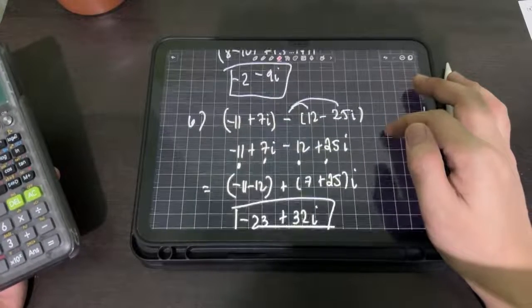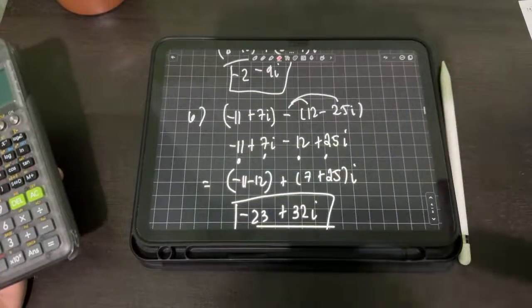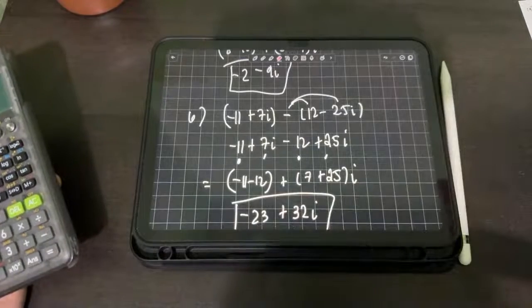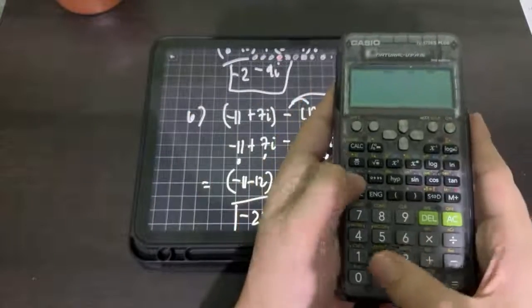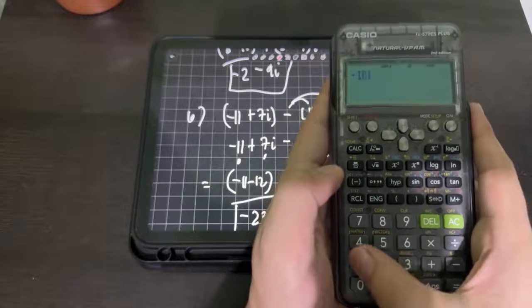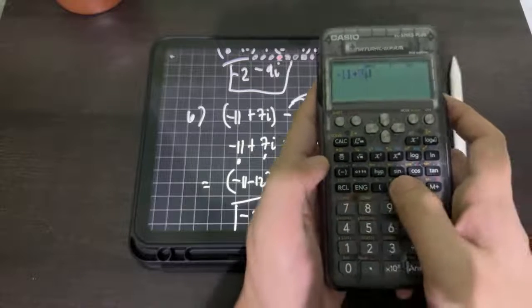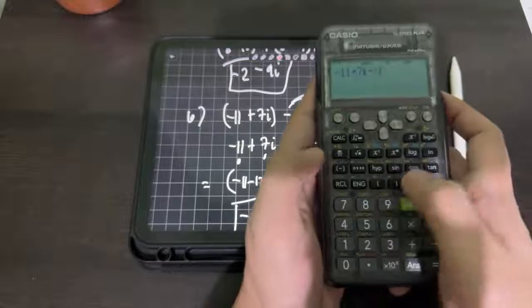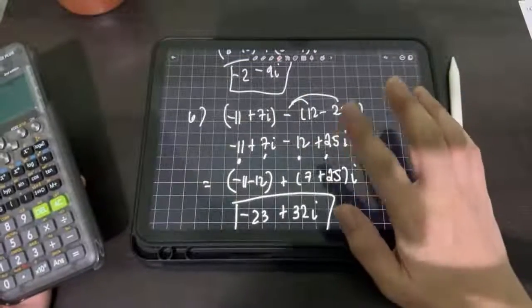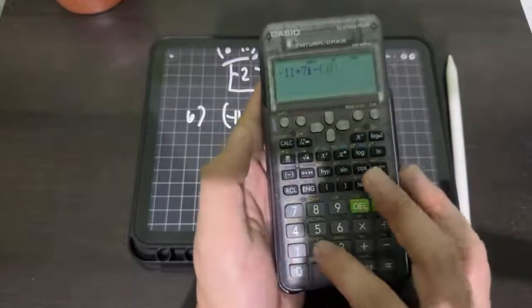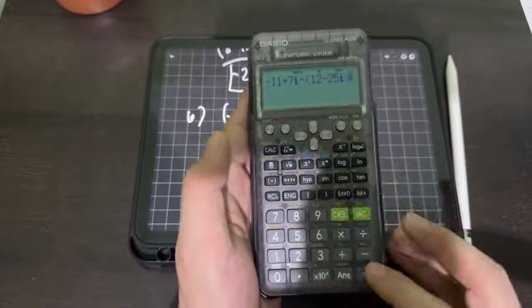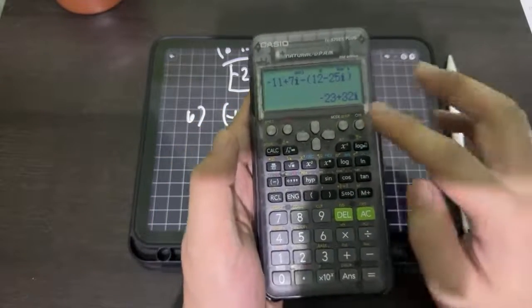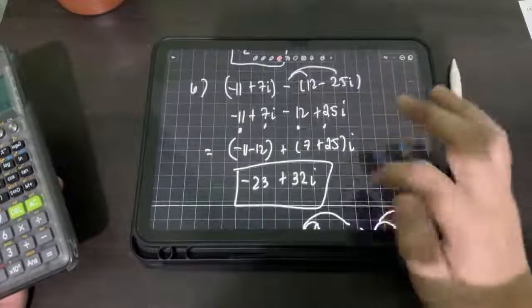For number 6, negative 11 plus 7i minus 12 minus 25i. So negative 11 plus 7i minus, quantity, parenthesis, 12 minus 25i. Negative 23 plus 32i.